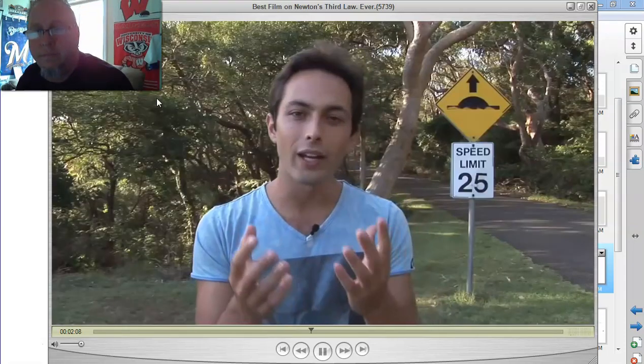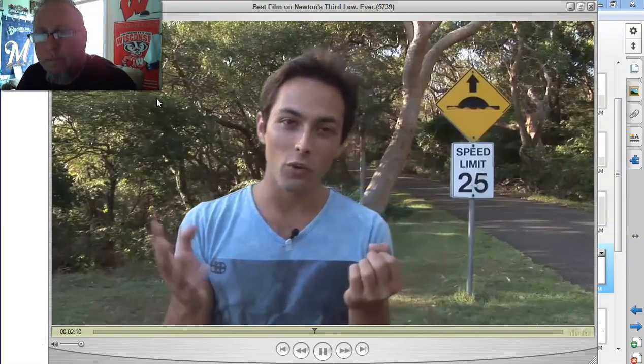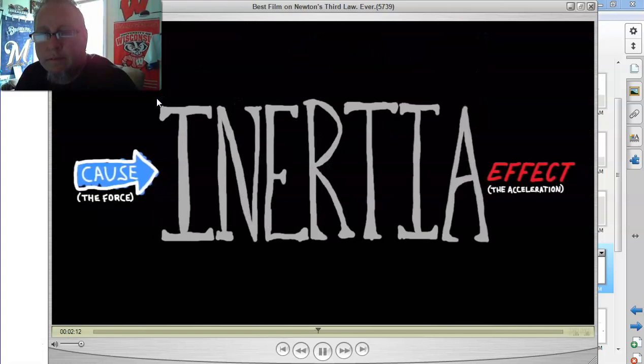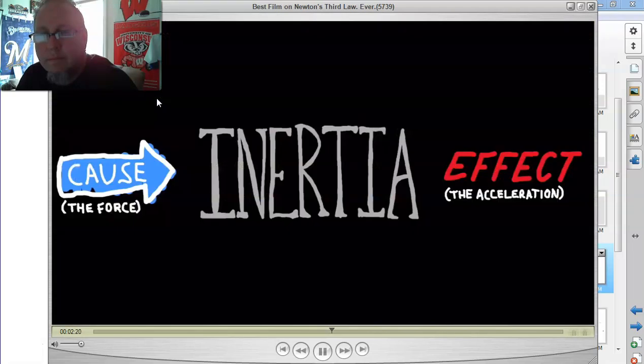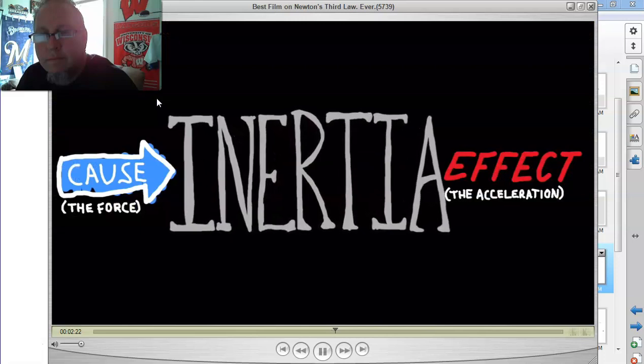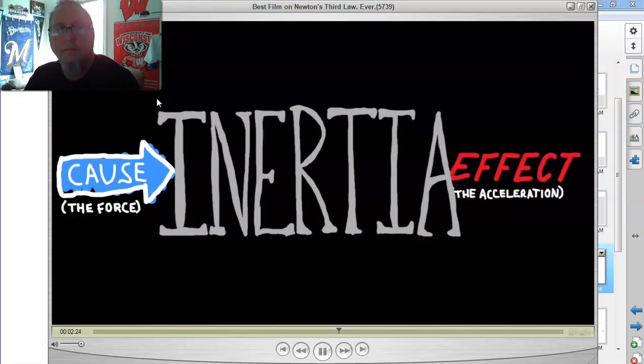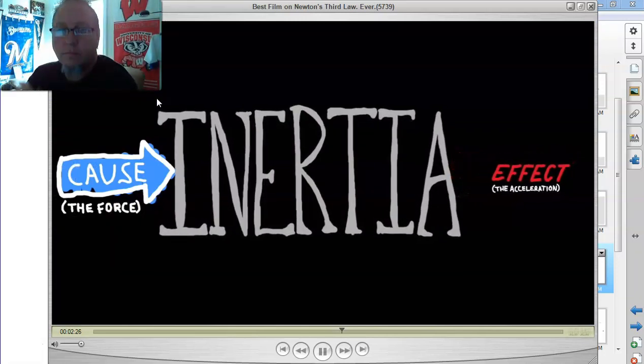But that is forgetting the third key piece of the puzzle, which is inertia. Inertia is the tendency of mass to maintain its state of motion. Since the Earth has a greater mass, it has a greater inertia, and so even with the same amount of force on it, it doesn't accelerate that much.